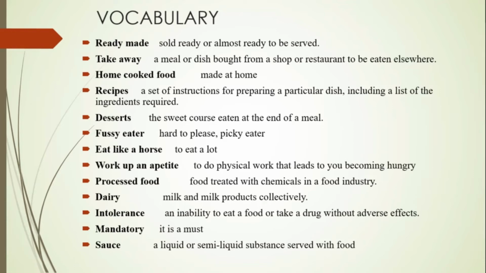Then you have a fussy eater. A fussy eater is an eater that is hard to please. He or she is picky, finding it very hard to choose what to eat. So you call them fussy eaters. To eat like a horse means to eat a lot. So someone that eats a lot could be said to eat like a horse. To work up an appetite is to do physical work that leads to you becoming hungry.